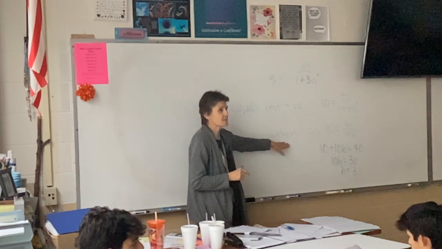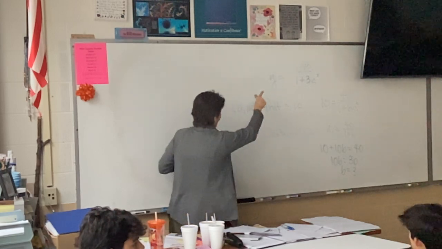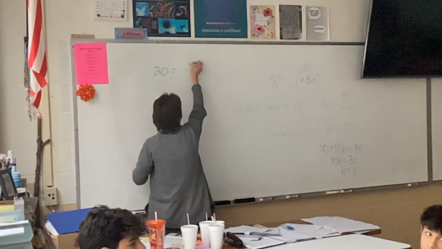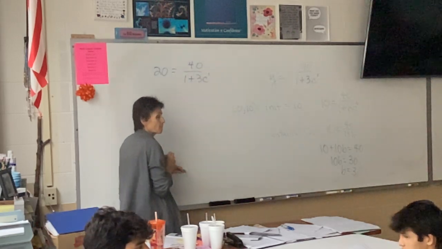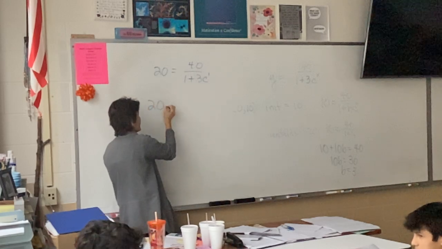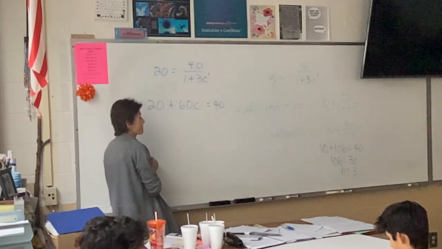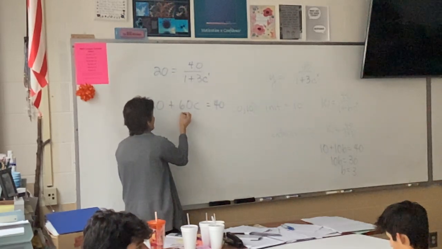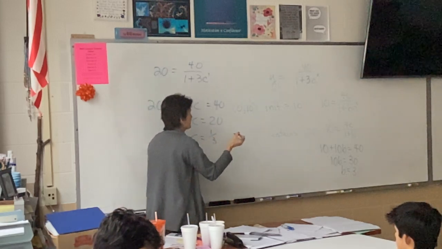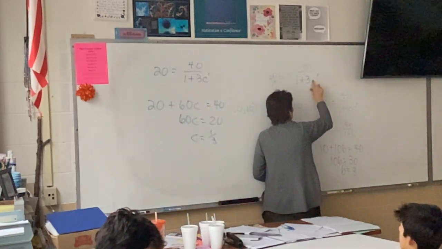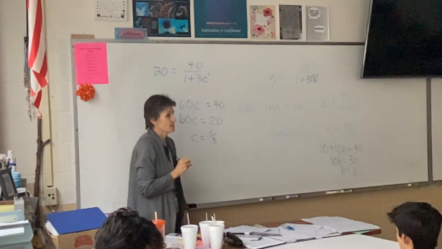Guys, we haven't used this yet. What are we going to do with this? X is 1, plug it in. Y is 20. So 20 equals 40 over 1 plus 3 c to the first. So 20 plus 60c equals 40. So 60c equals 20. C equals 1/3. So then I can put that in here. And now I am finished.